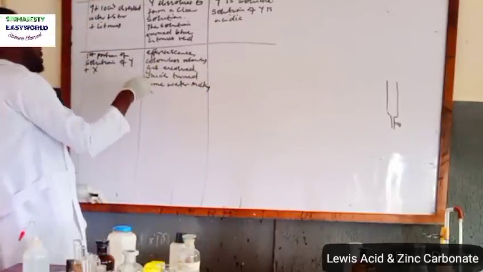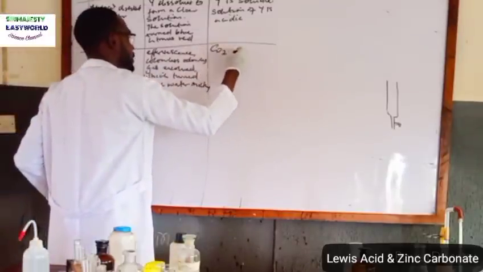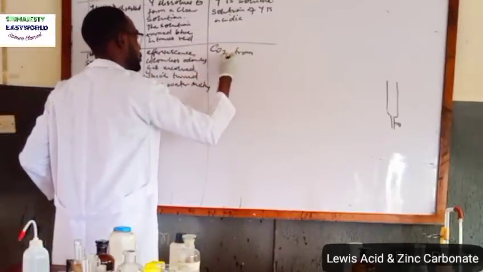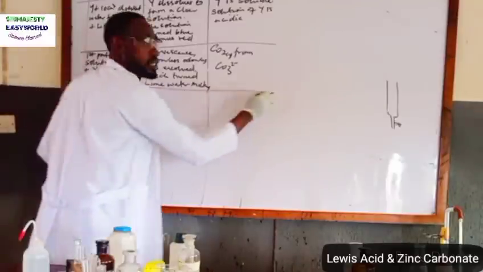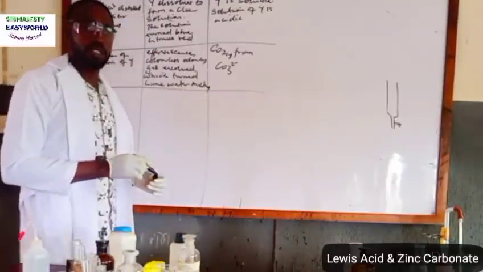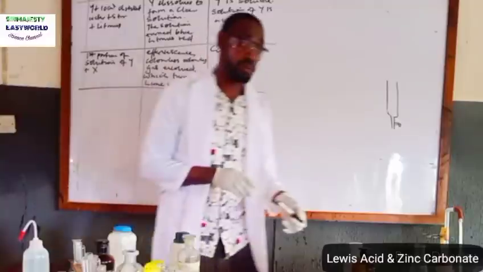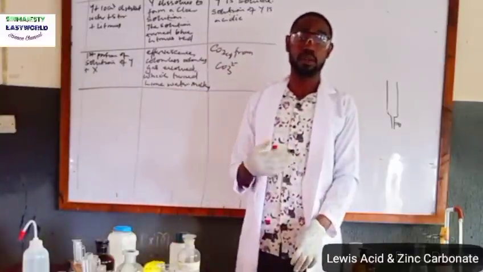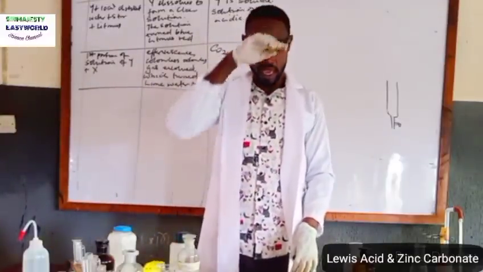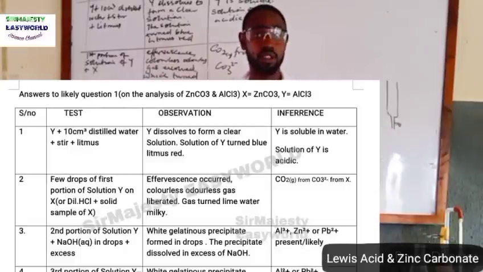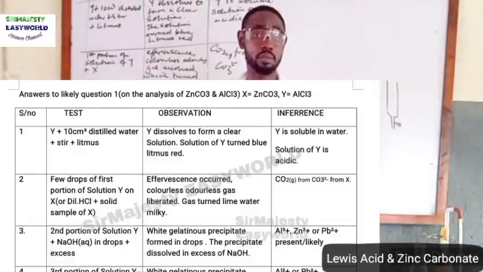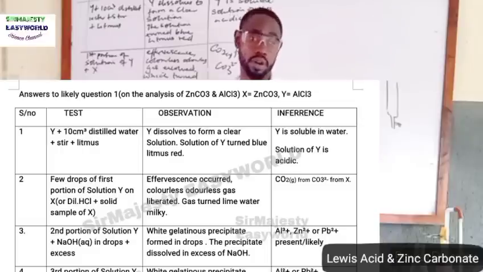So in your inference, you write CO2 gas from CO3 2 minus. Remember, please, in this experiment, you might be told to add dilute HCl on X, and X is a carbonate, you still observe the same reaction, colorless, odorless gas, which turns lime water milky will evolve. And the same gas will also turn blue litmus paper red because it's also an acidic gas.